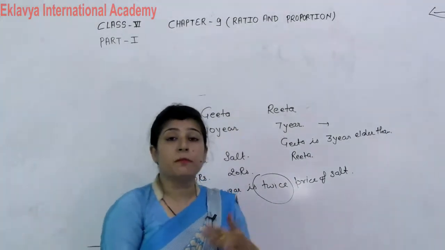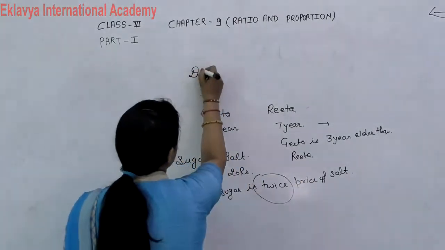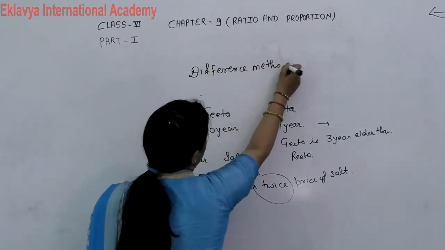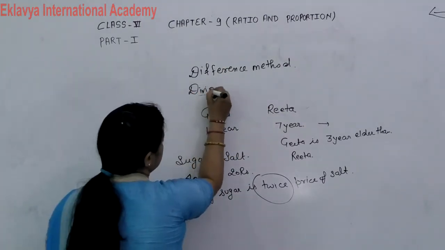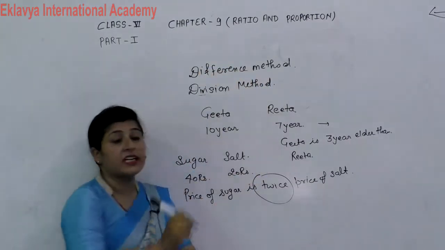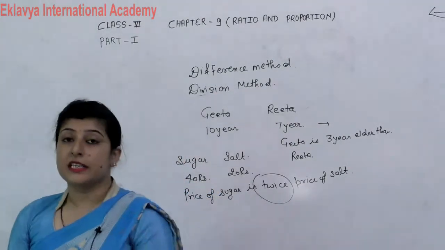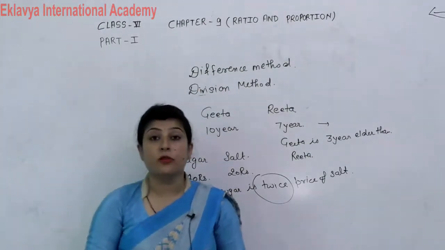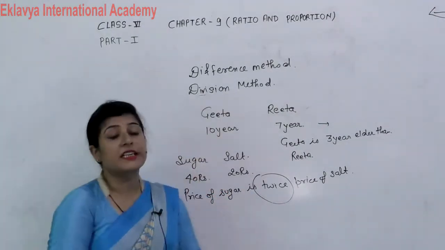So this type of method we can call the difference method. Some more examples are given in your book. This other type of method is called the division method. When we compare something and get our answer by subtraction, it is a difference method, and when we find out the quotient, it is called the division method.